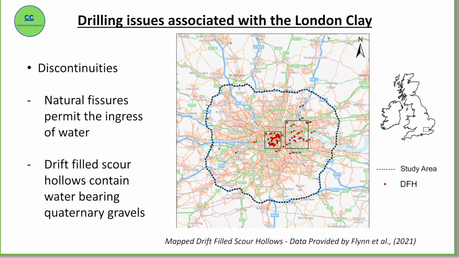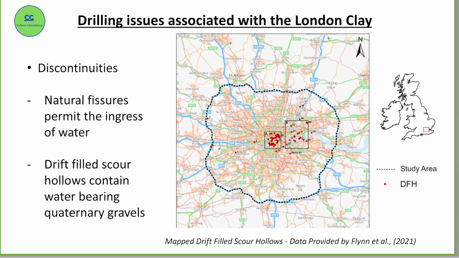Although previously believed to be homogeneous in nature, natural fissures and scour hollows exist below the surface of the clay. Natural fissures permit the ingress of water, which can clog digger shields with sticky clay. Drift-filled scour hollows also pose a risk when drilling through the clay. The presence of some of the hollows has been mapped by Flynn et al., but unexpectedly encountering a steep-sided hollow filled with water-bearing Quaternary gravels presents a serious flood risk to any drilling works.